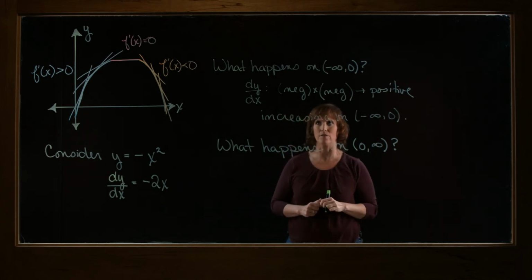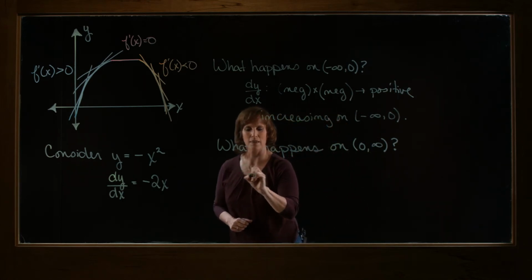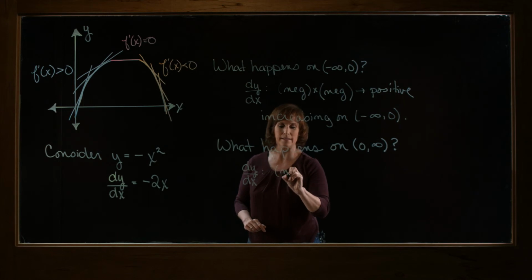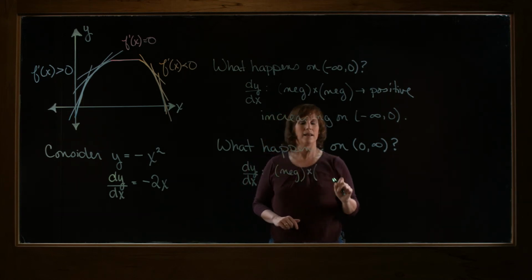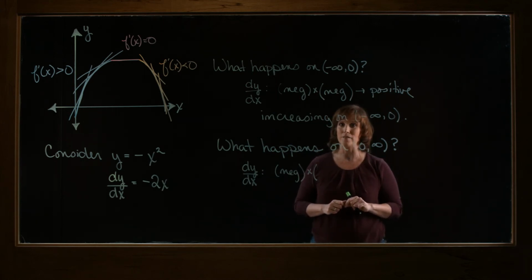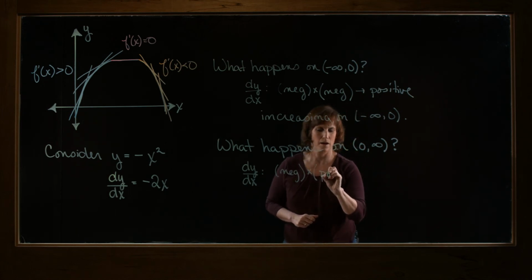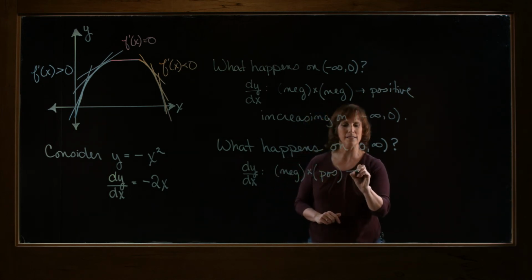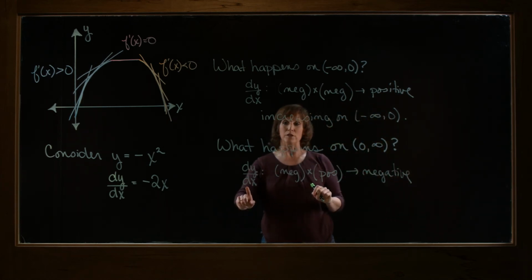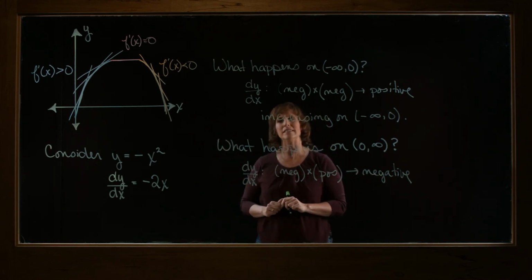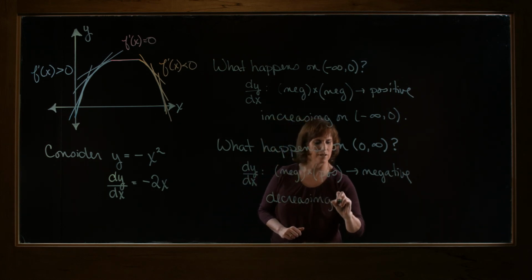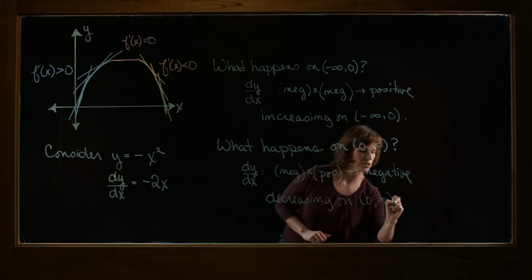Okay, well, what happens on this other interval? We'll do a similar thing. But this time, when we look at dy/dx, the negative 2 is still a negative number, but the x value that we're plugging in is on the interval from 0 to infinity, which means it's what kind of number? A positive number. And a negative times a positive is a negative number. And we know if the slope of the tangent line is negative, I must have a decreasing function. So I'm decreasing on the interval 0 to infinity.